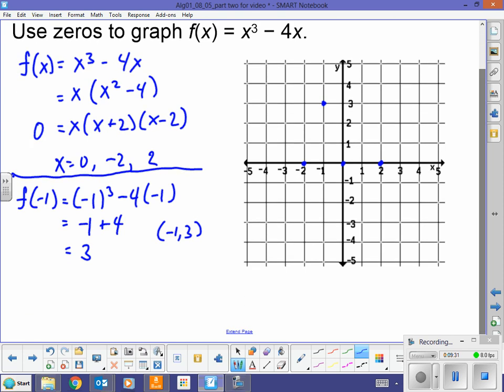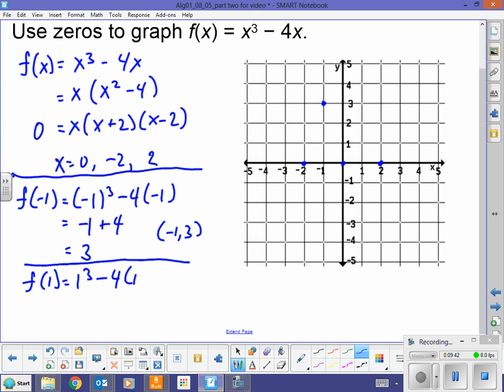And then I'll find another point on the other side over here. It should be here, I'm imagining, but let's just try it. f of 1 equals 1 cubed minus 4 times 1. 1 cubed is 1. 4 times 1 is 4. So 1 minus 4 is -3. So that gives us 1, -3, sorry. 1, -3, here we go.